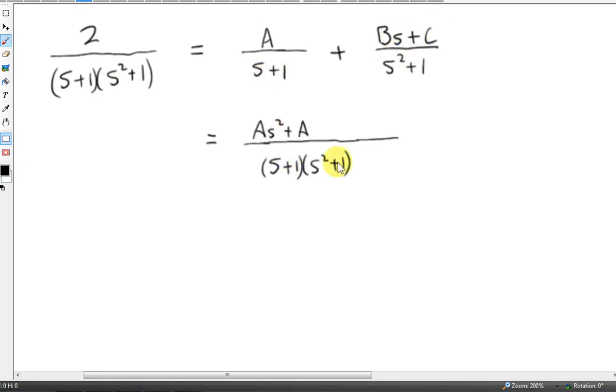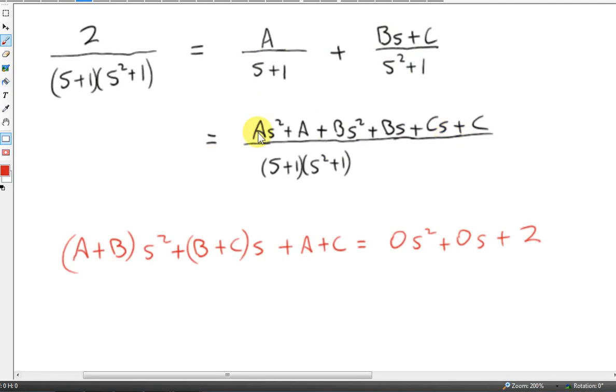So we get the common denominator, and to get the numerator we multiply a by s squared plus 1 and bs plus c by s plus 1. So we get bs by s, then we have bs by 1, then we have c times s, and finally c times 1. So gathering up like terms on top, we get this here, and it must all equal 2.